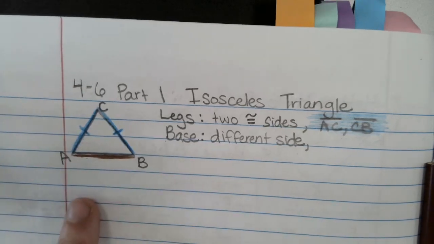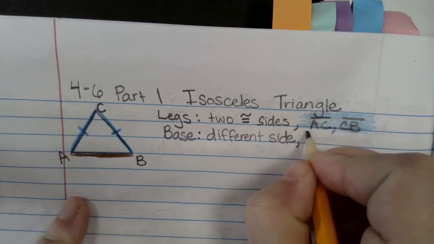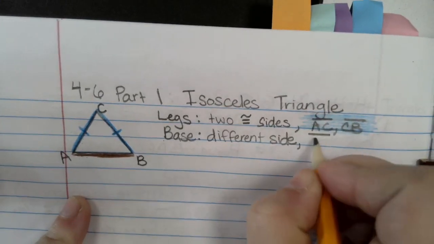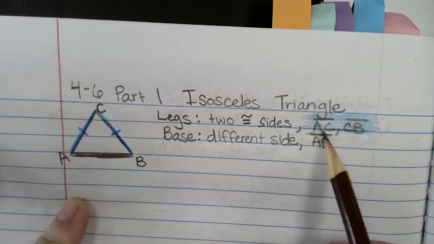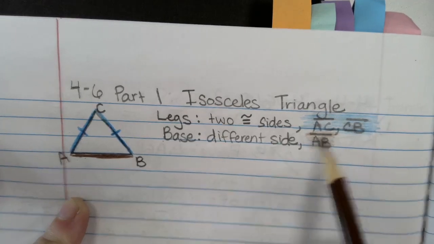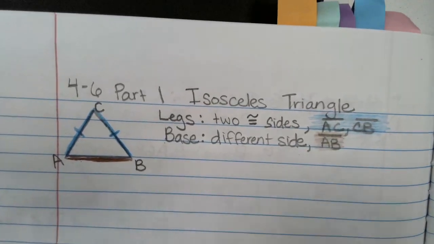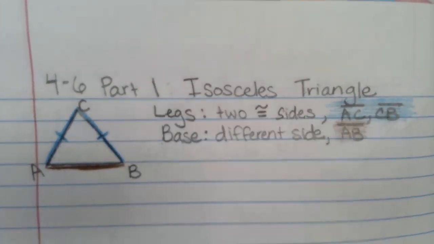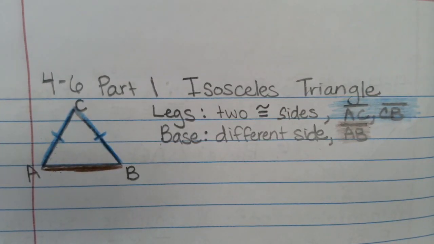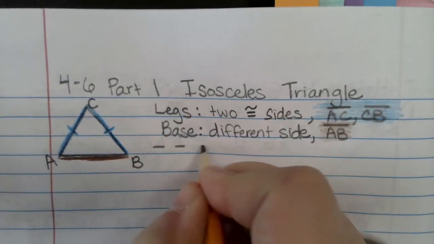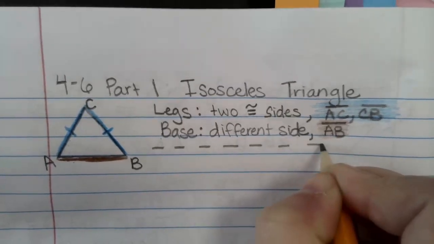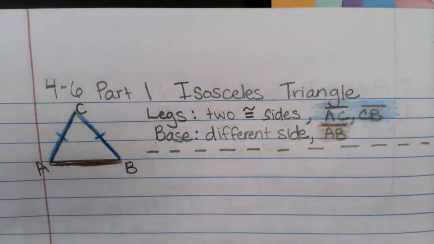So how do we name that side that's our different side in this one? Side AB, good. With that line above it, because it's a segment. All right, that's how we do this out. That's our vocabulary with sides. Now there's also vocabulary with angles. I'm going to just do a line across here so that I remind myself that's kind of the same, kind of different. We're going to keep looking at the same picture.